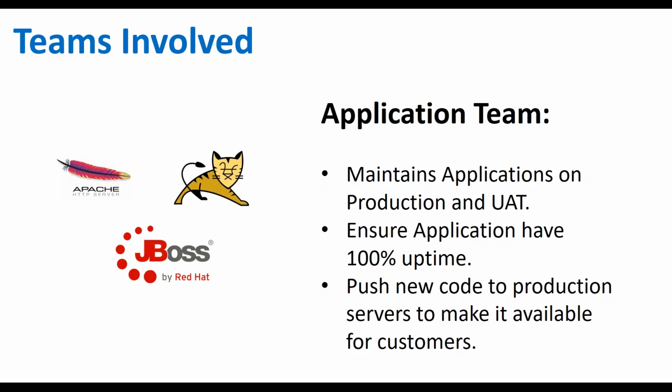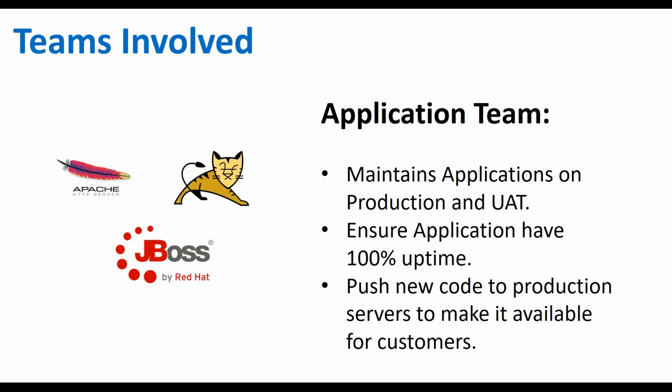These applications are usually maintained by the application team, and their responsibility is to ensure your application is available with 100% uptime. So if something goes wrong, the one who will be pointed at is the application team, not the developer, not the QA guy, not the build and release guy. If the website or the application is not working, the one who will be pointed at is the application team. So their responsibility is to make the application available with 100% uptime.